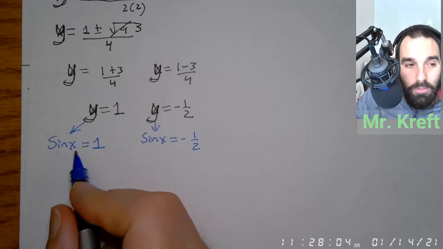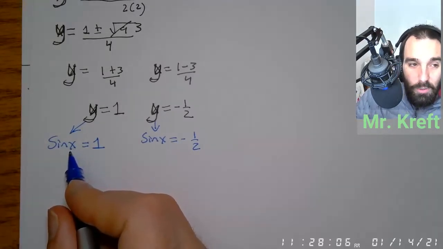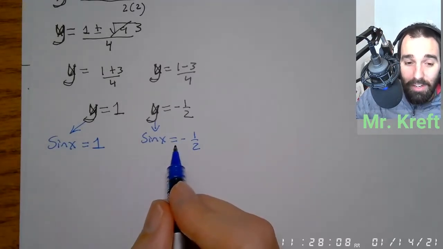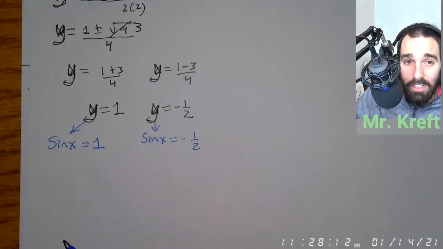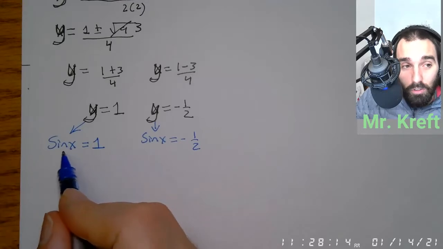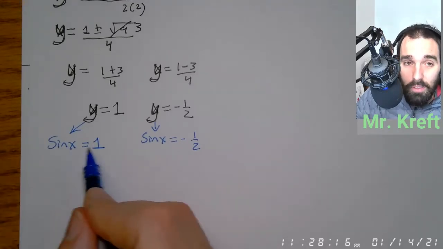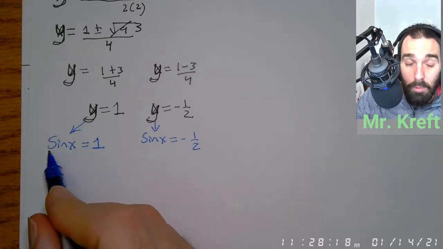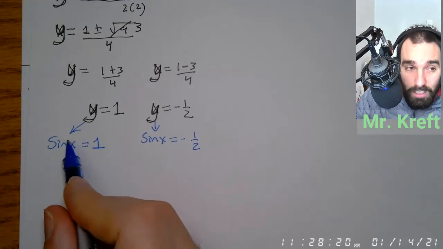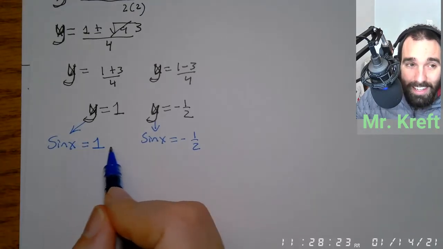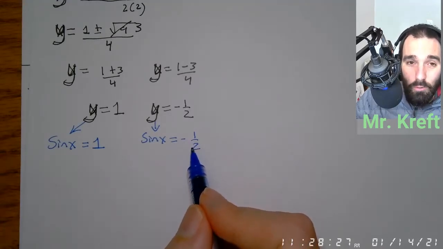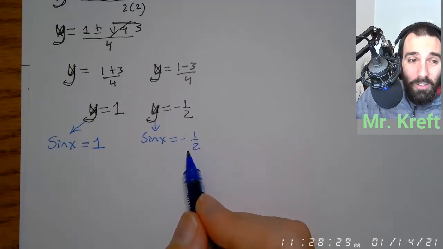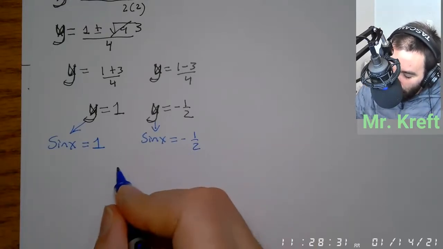Remember, in a trig function, the input is an angle. So what we're doing here is looking for an angle. And the more you do trig, the better you understand trig, the easier this is going to get. So we have sine of an angle equals an output. Now remember, sine is height. So some angle has a height of 1. Some angle has a height of negative 1/2. So we want to find what angles give us these heights.